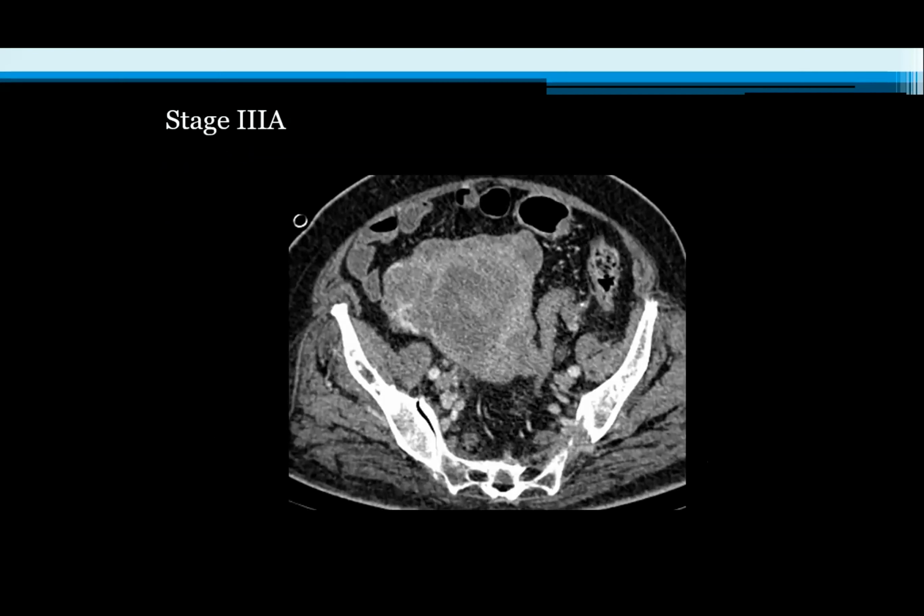This is a post-contrast CT image of pelvis, where we can see the uterus is replaced by a heterogeneously enhancing soft tissue mass with nodular contour and the involvement of bilateral adnexal areas.